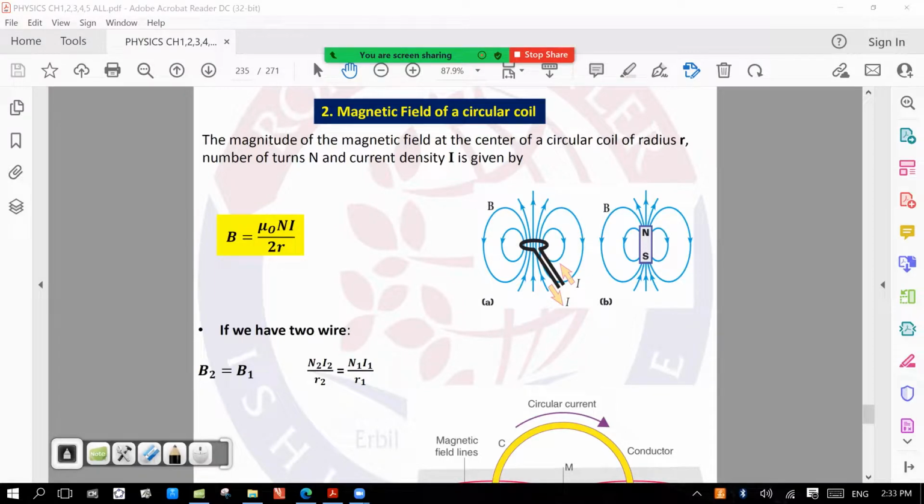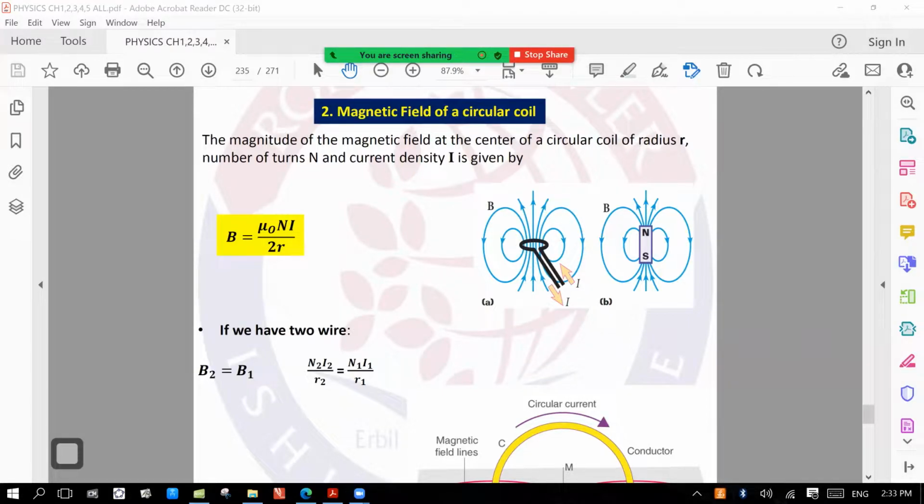We talked about the Oersted demonstration. Oersted found that if current goes through a wire, a magnetic field is produced around that wire. It was for a straight current-carrying wire. But now we have the magnetic field of a circular coil when the current is going through that coil.